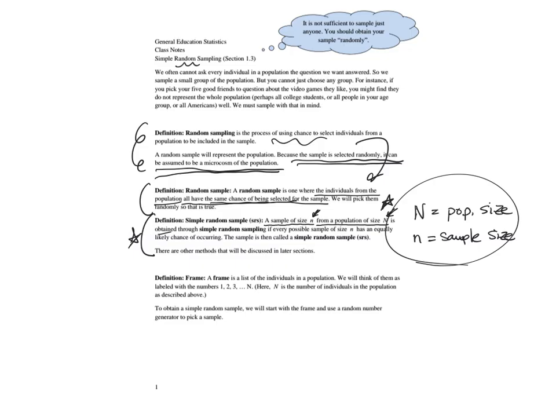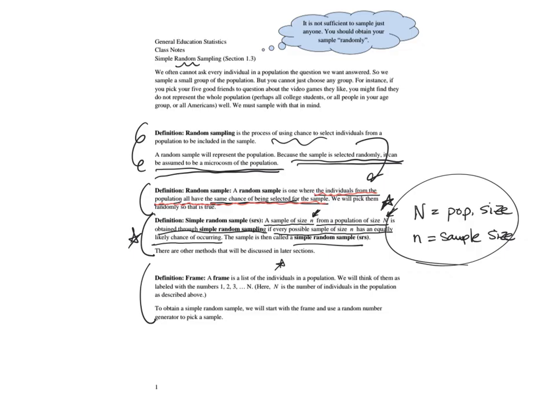And then it says it's obtained through simple random sampling if every possible sample of size n has an equally likely chance of occurring. That happens to be true, but really more importantly, I think you need to remember every individual in that population has the same chance of being selected. That's really what you want to focus on. And it's called a simple random sample. There are other methods we'll talk about in 1.4 in a little bit. Read over that definition of frame. Pause me down, meet me back here.